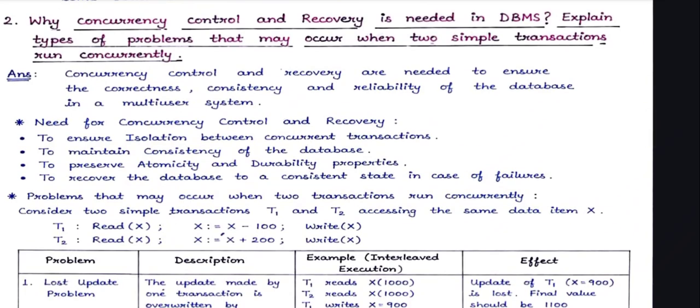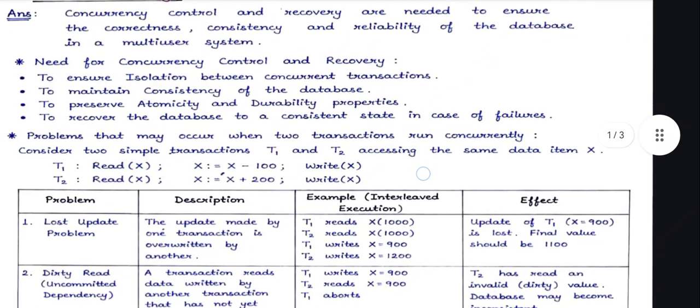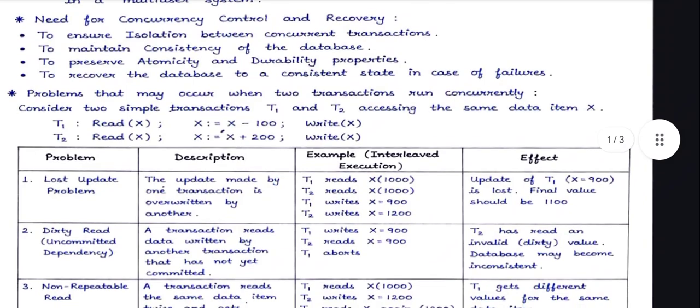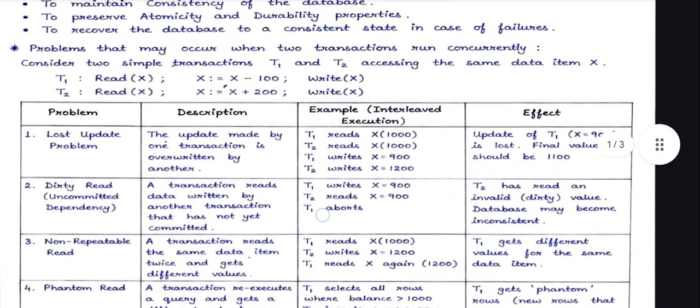This is the deeper explanation of concurrency control and recovery methods. Concurrency control and recovery are needed to ensure the correctness, consistency, and reliability of the database in a multi-user system: to ensure isolation between concurrent transactions, to maintain consistency of the database, to preserve atomicity and durability, and to recover the database to a consistent state in case of any failures.